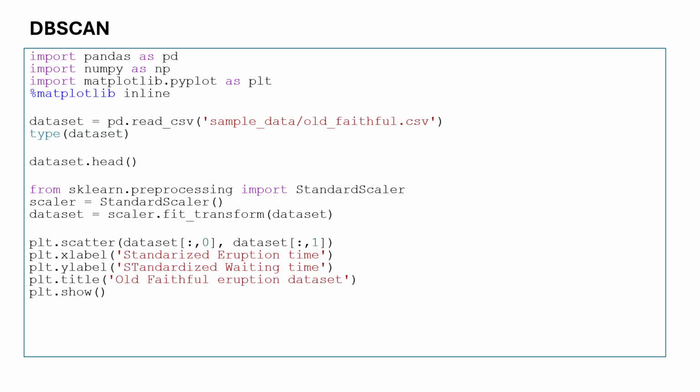A scatter plot of the standardized data is then produced. Next, the DBSCAN class is imported from the cluster module, while the Silhouette score function is imported from the metrics module of the scikit-learn library.